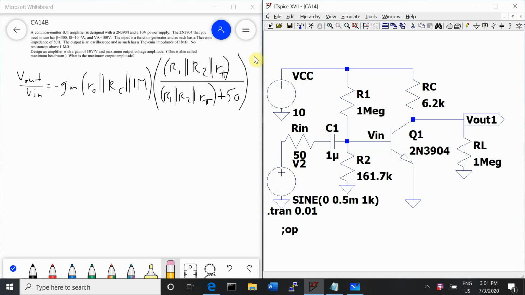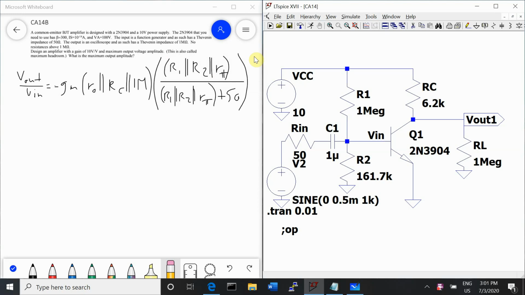Part B uses the same setup as Part A and asks us to design an amplifier with a gain of 10 and maximum output voltage amplitude. So beginning with the small signal model again, we drew the small signal model in Part A, and we used that to derive the gain equation. I've written the gain equation here again for reference.